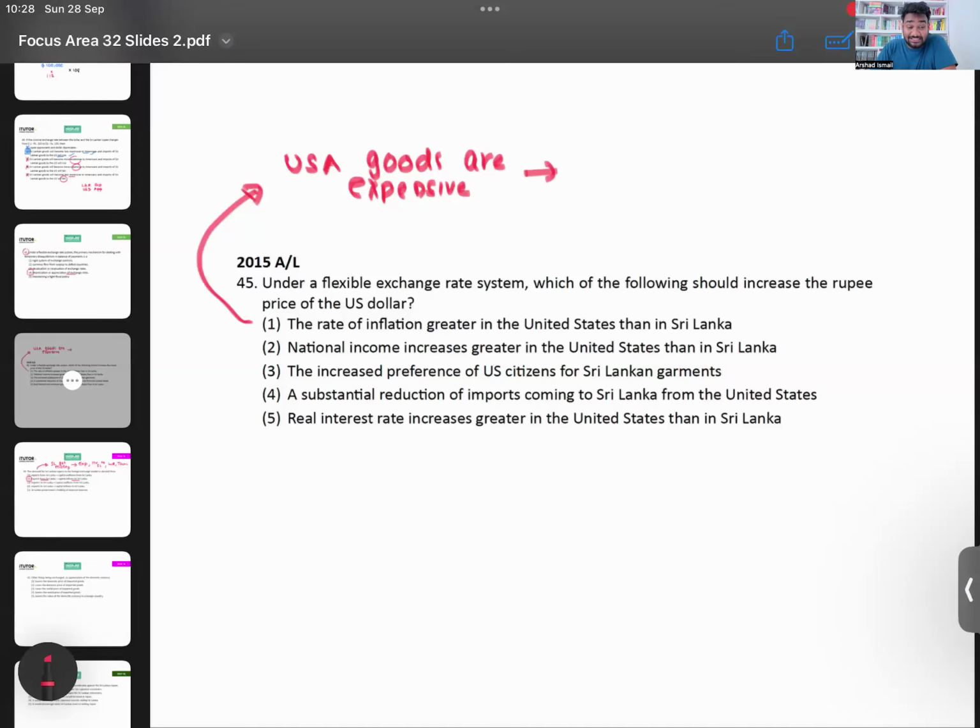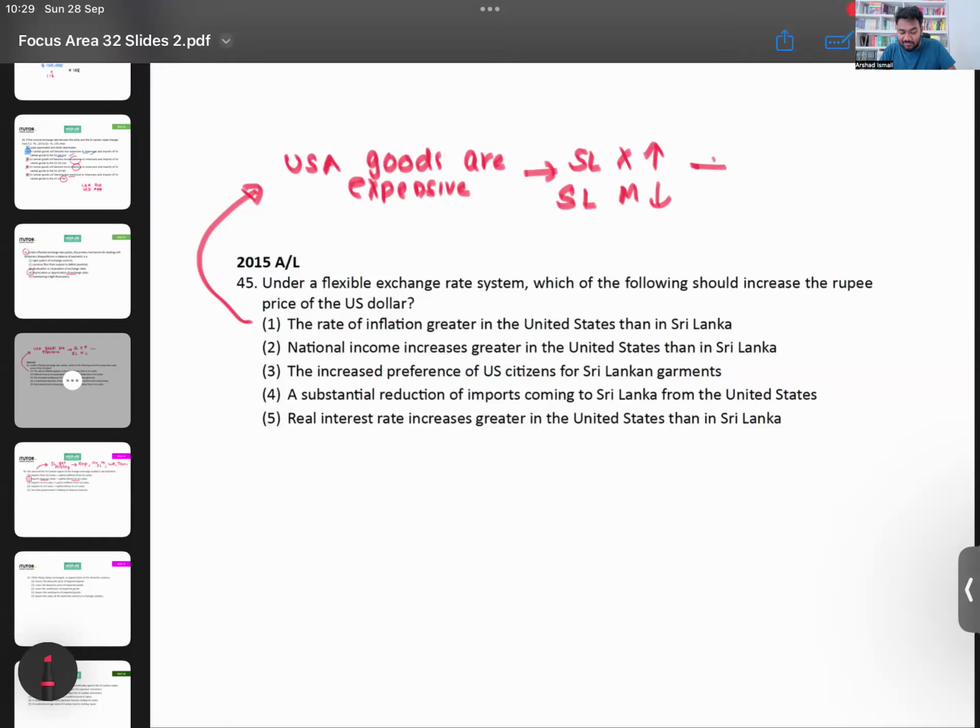They will import more and more from us, right? In their country, inflation is high. Their goods are expensive. So they will buy more and more goods from us. Therefore, Sri Lankan exports will rise. And will we buy from them, if in their country there is inflation? We will not buy from them. So our imports will come down.